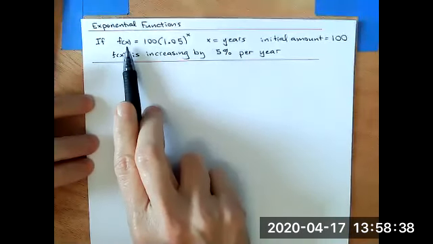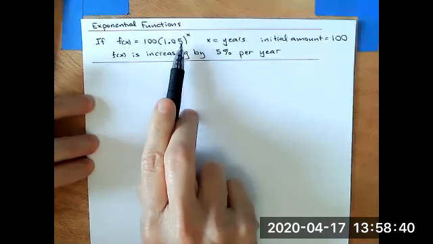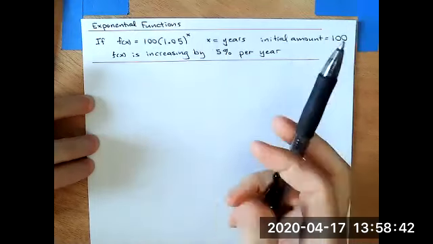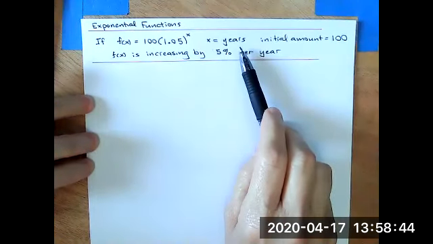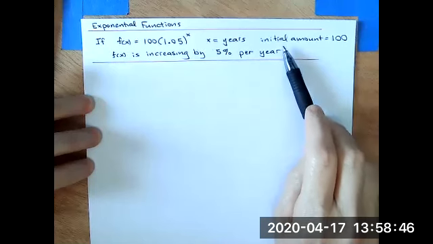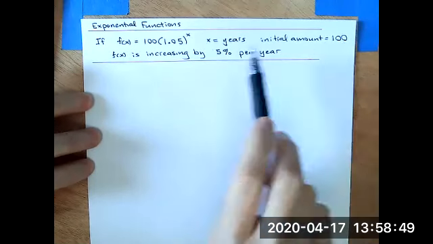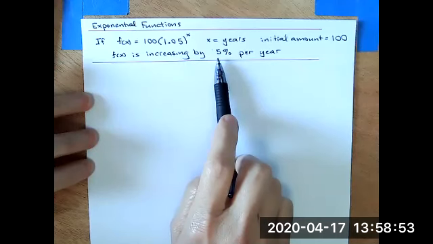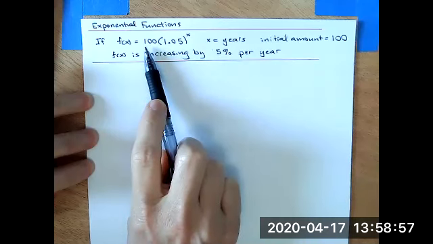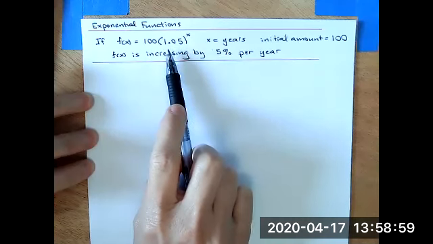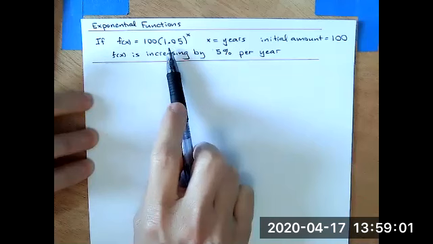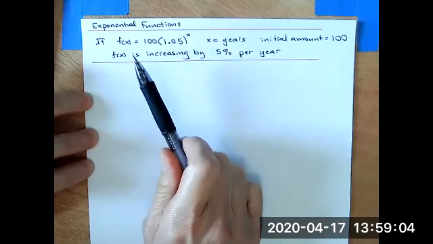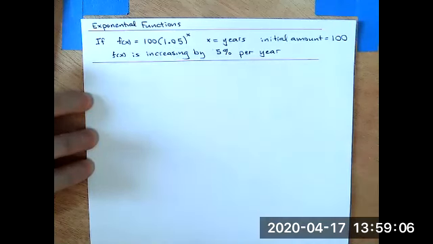We have the function f of x equals 100 times 1.05 to the x, where x is the number of years. The initial amount is 100, and f of x is increasing by 5% per year. So in the previous video, we used this for compound interest, but this would be interest that is only compounded once a year. In real life, interest is compounded more often, and we use this formula.